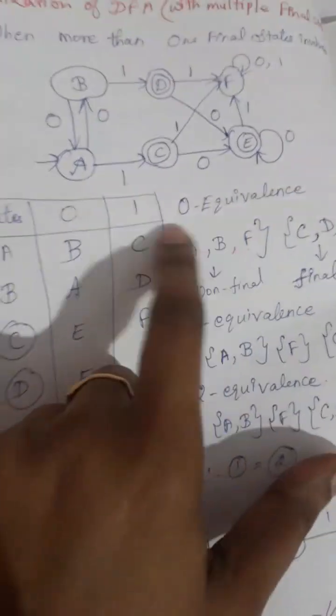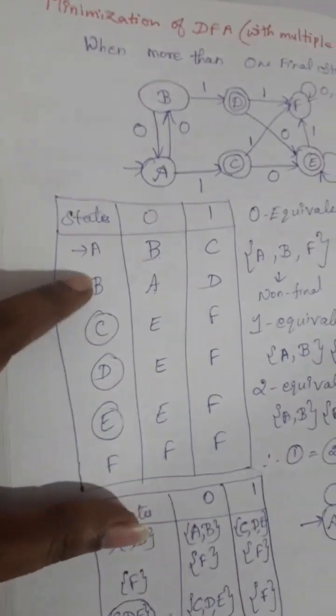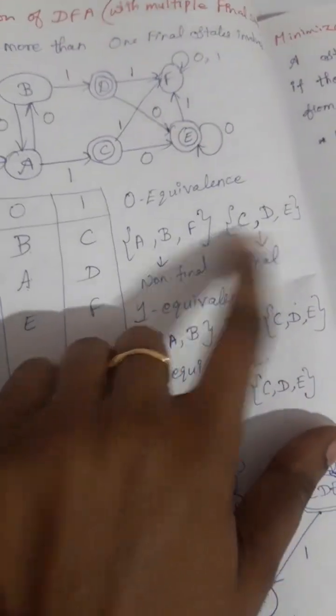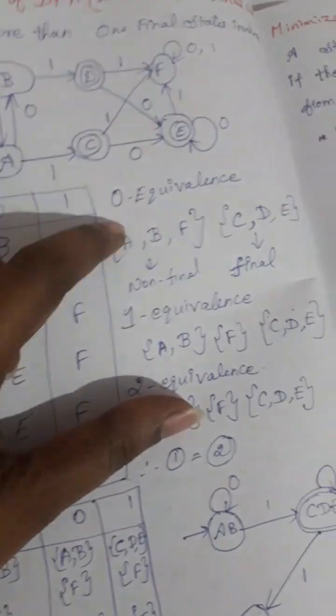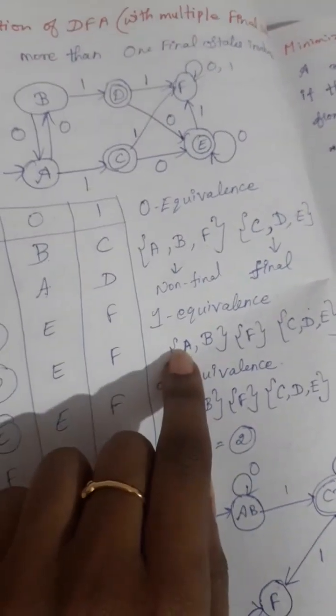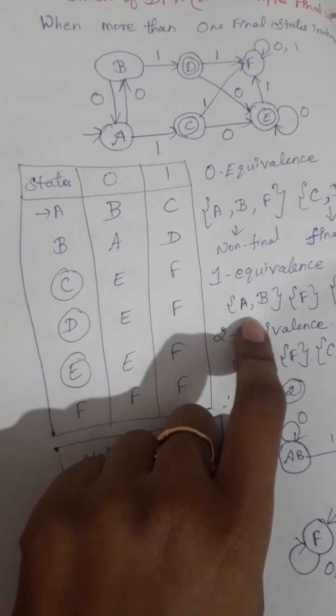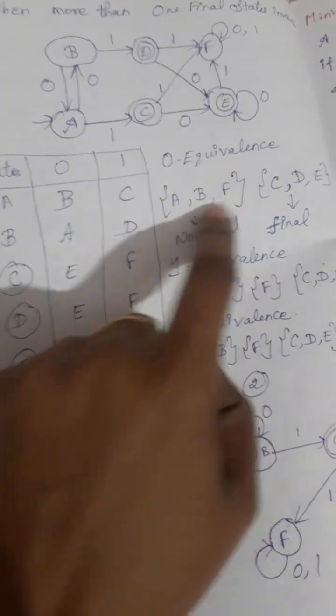0 equivalence. For 0 equivalence, we are combining the non-final states into one set and the final states into another set. Then we are minimizing this 0 equivalence to 1 equivalence. For 1 equivalence, we are checking this set.